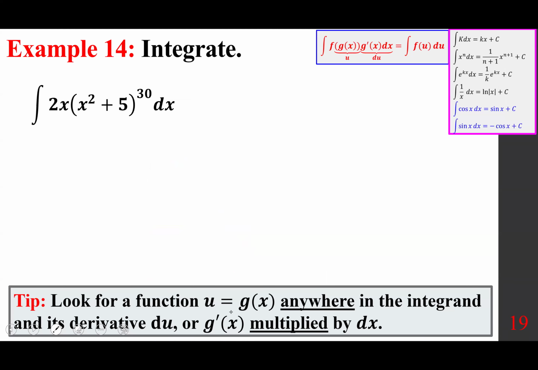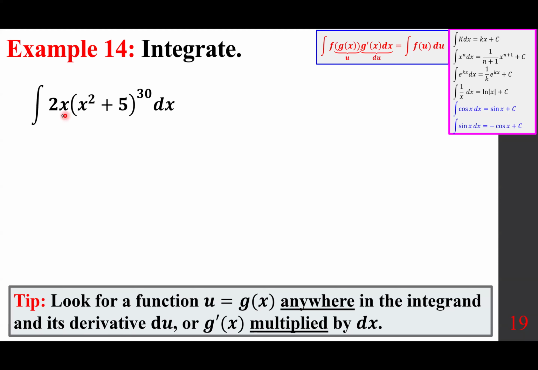When you want to integrate this, you use the u substitution. U substitution means first you have to write the u, then du dx, and then du. Whether you write du dx is not important, but you have to write u and du. And the tip is to look for a function u equals g of x in the integrand, and du, or g prime of x dx, in the integrand anywhere.